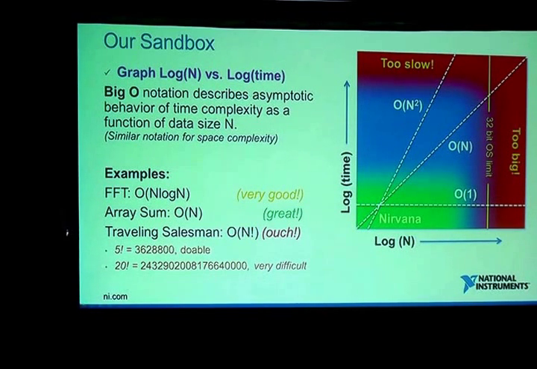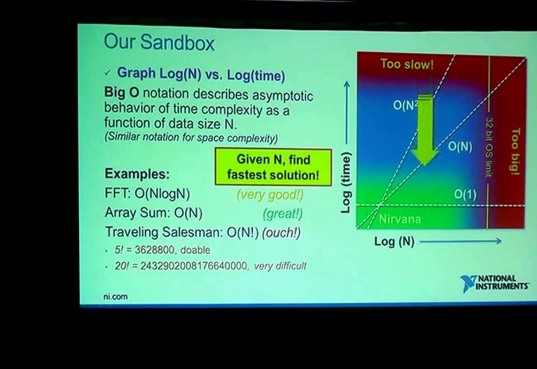But there are other problems, for example, a traveling salesman goes with the factorial of n. So if you have 5 cities, you can easily calculate. But if you have 20 cities, you need an infinite time to do that. It's not doable. So this is our playground. We have to be aware of the boundaries. So what we want is, given n, typically n is given by the problem, how big our arrays are, we want to go as fast as possible.